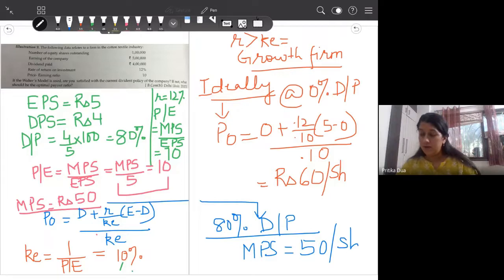So the firm is not having a satisfactory dividend policy because given the nature of the firm being a growth firm, it would have been ideal that the dividend payout ratio should have been 0%, because there you would have been able to maximize the price of the share.